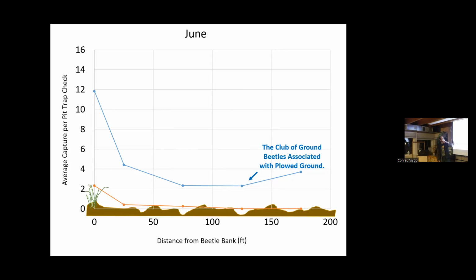So this is what it looks like in June, and this is actually kind of what you'd want to see if the beetle bank was actually supplying the field, because you're seeing that you find the most of them along the beetle bank itself, a little bit less, but still more than at a farther distance. 0 to 50 feet in, and then you get up to 50 to 100. Out here, it sort of seems to level off. So there's a little bit of, yeah, go ahead.